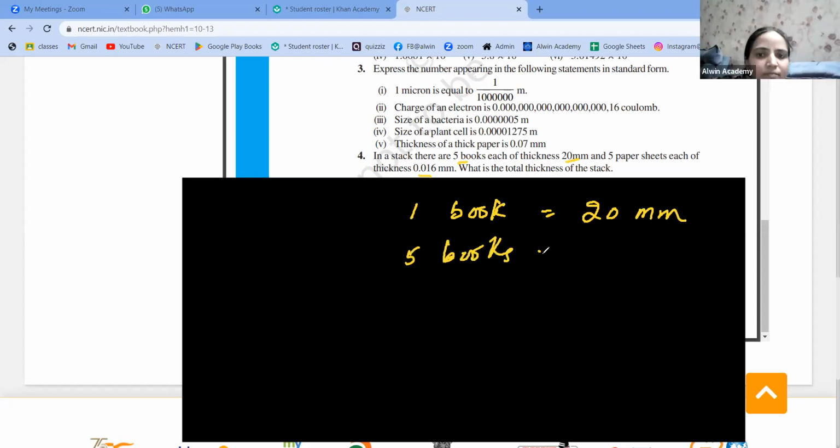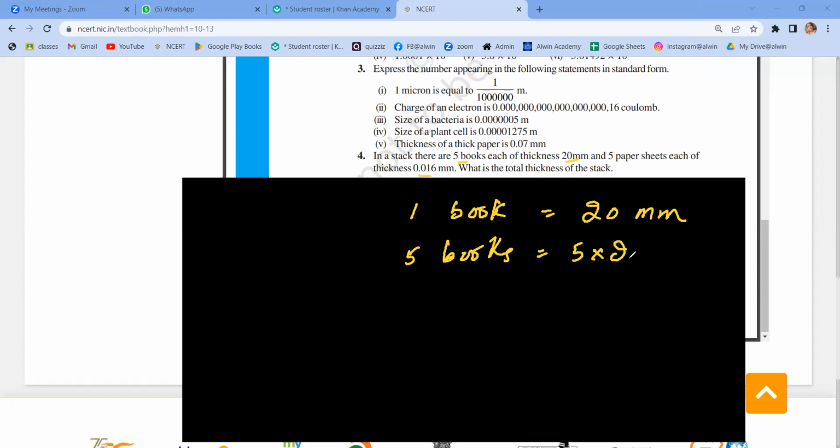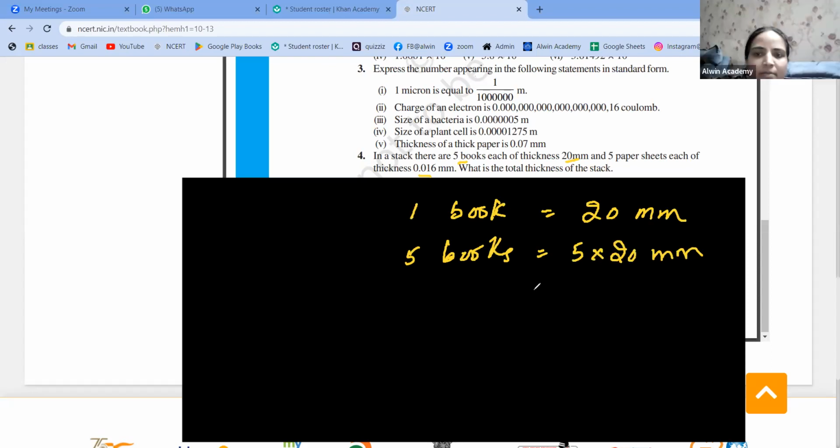and 5 paper sheets of the thickness this much. So that means the books' thickness is different and the paper sheets' thickness is different. What is the total thickness of the stack they are asking? Look, one book's thickness is 20 millimeter. So 5 books' thickness would be? 100. Right, that will be 100 millimeter.